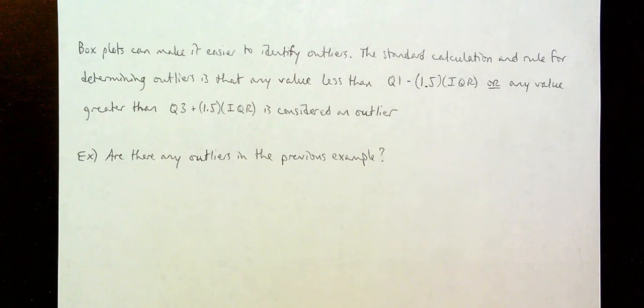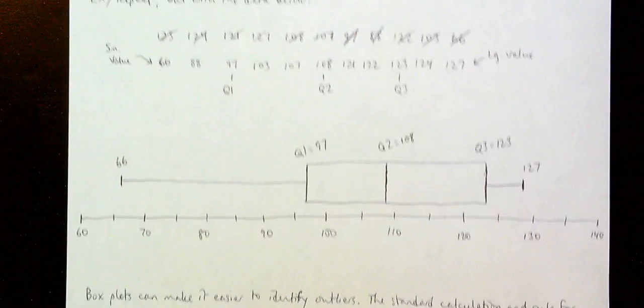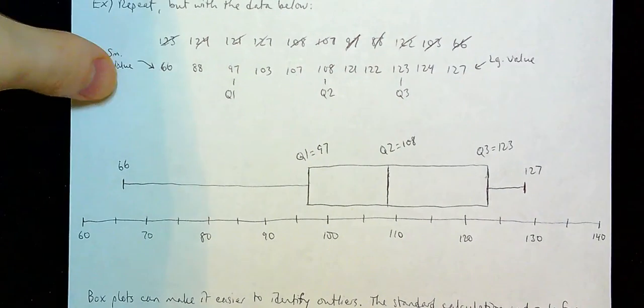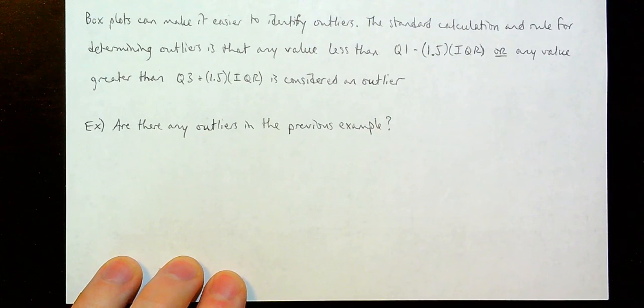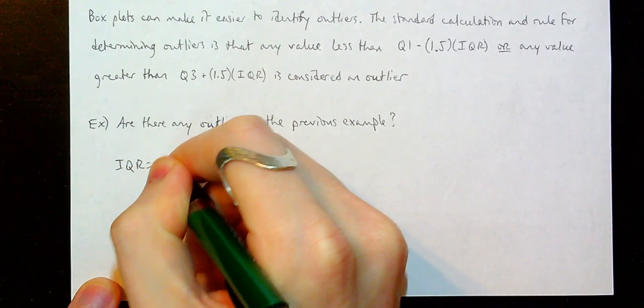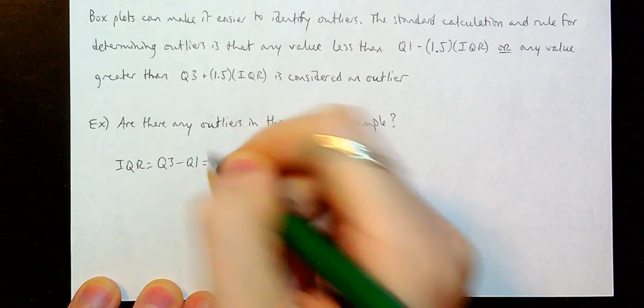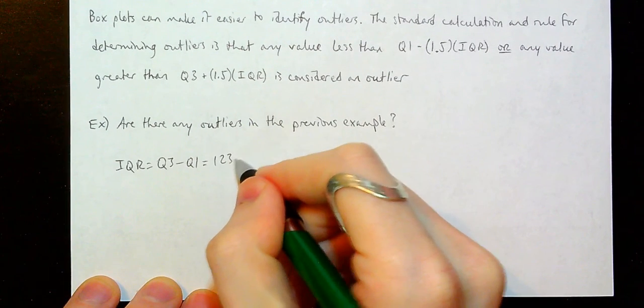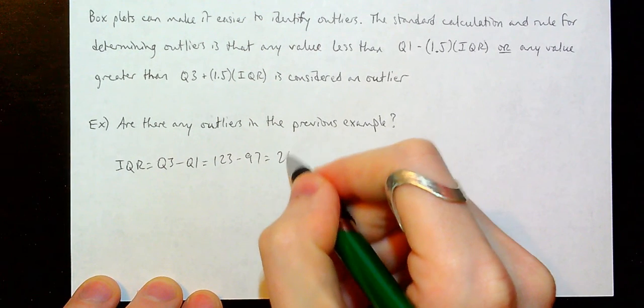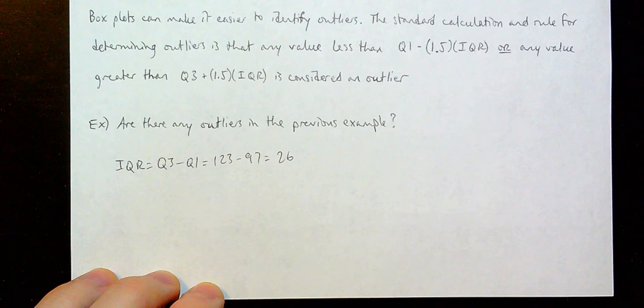So using this standard rule and this standard calculation, looking at the data set here, do we have anything that would be considered an outlier? Okay, well, first we need our IQR, our interquartile range. If you recall from the previous video, the interquartile range is simply Q3 minus Q1. Q3 was 123. Q1 was 97. So this gives me an interquartile range of 26.